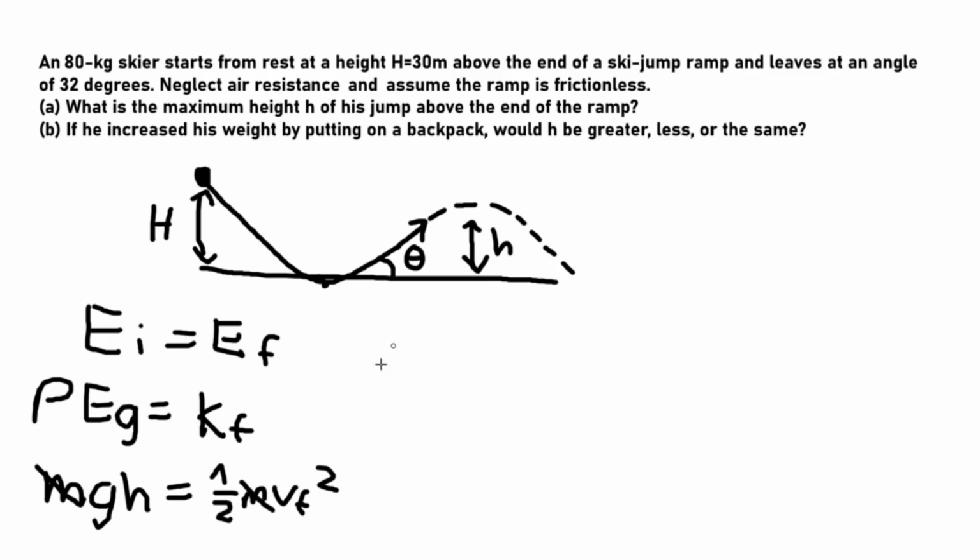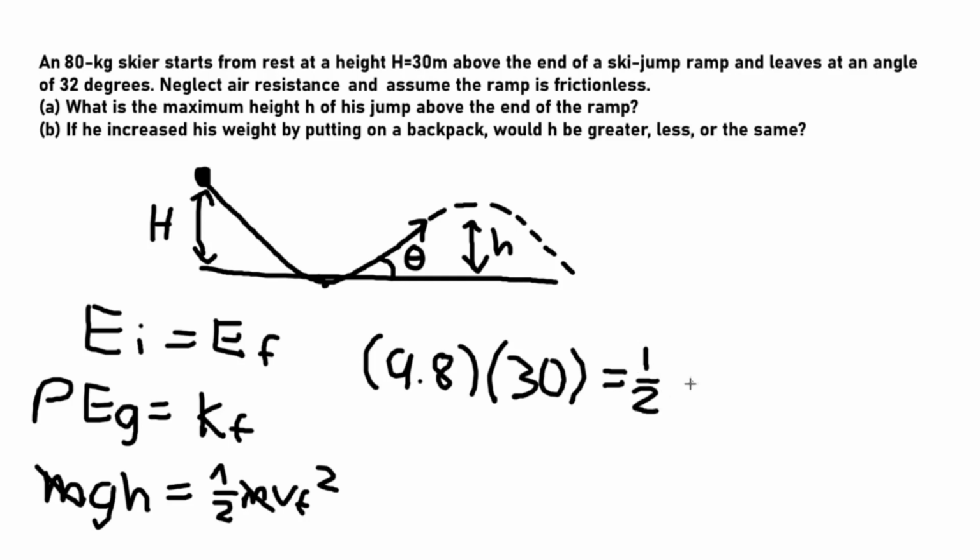So the masses here cancel out in the equation. So we're left with 9.8 times the height, which is 30 meters, that's going to equal 1/2 v final squared.